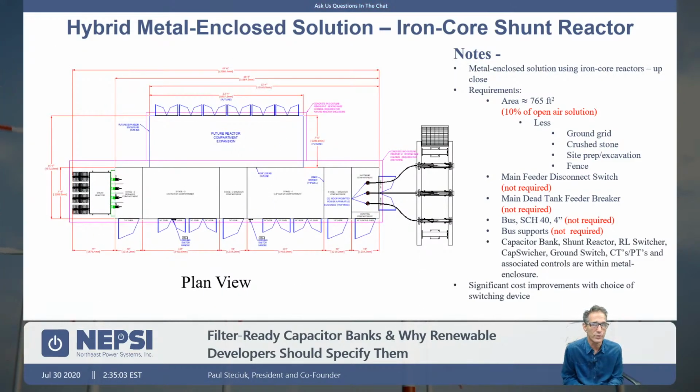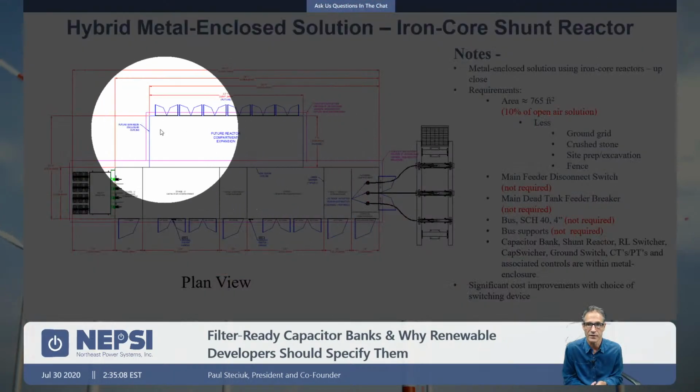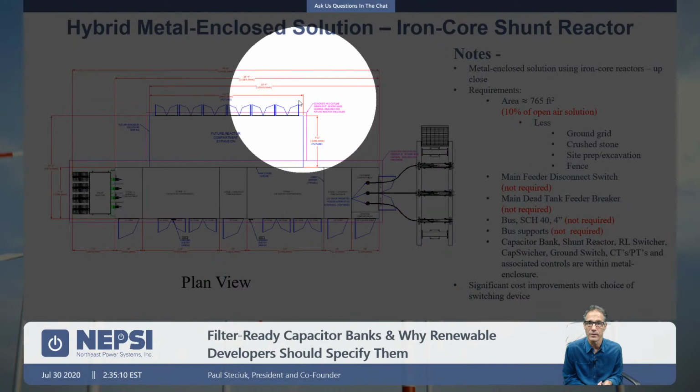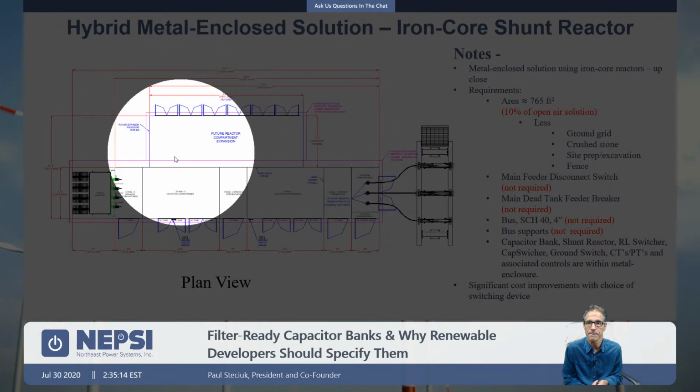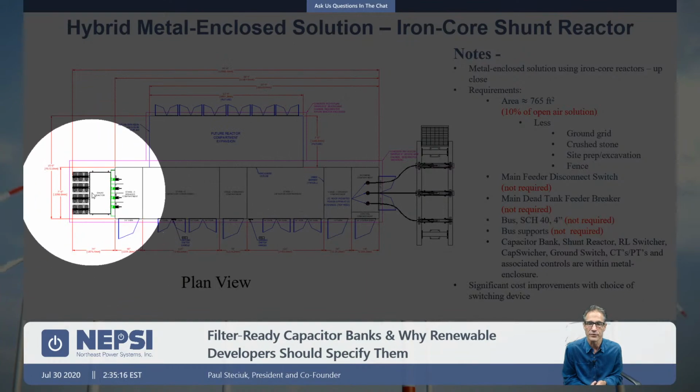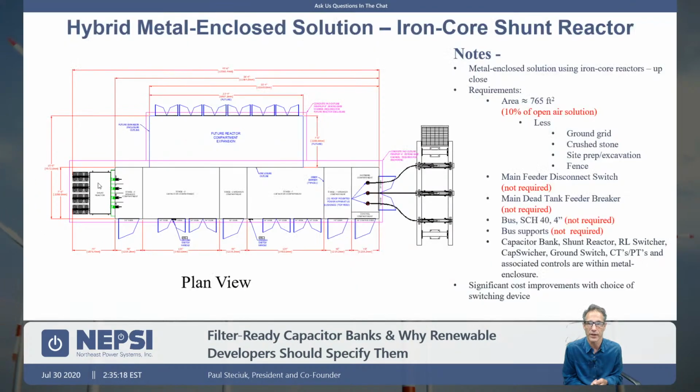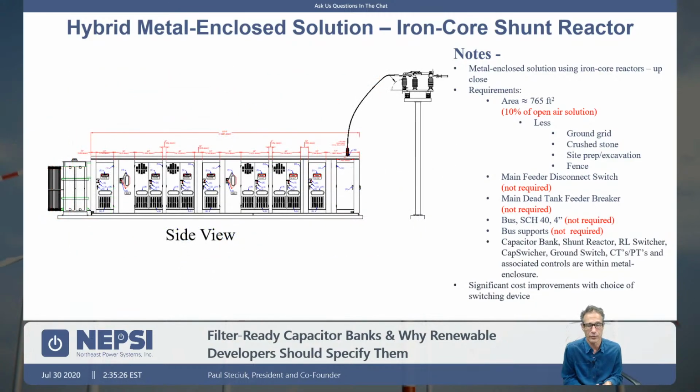So just kind of zooming in on it, you can see here we have this add-on enclosure section. You may or may not need it, but you're prepared for it should you have a harmonics problem. We got the shunt reactor on the end. It's an iron core shunt reactor. Okay, so it's insulated in oil, and it's iron core. So all in all, a very small footprint. Here's a side view of the arrangement.